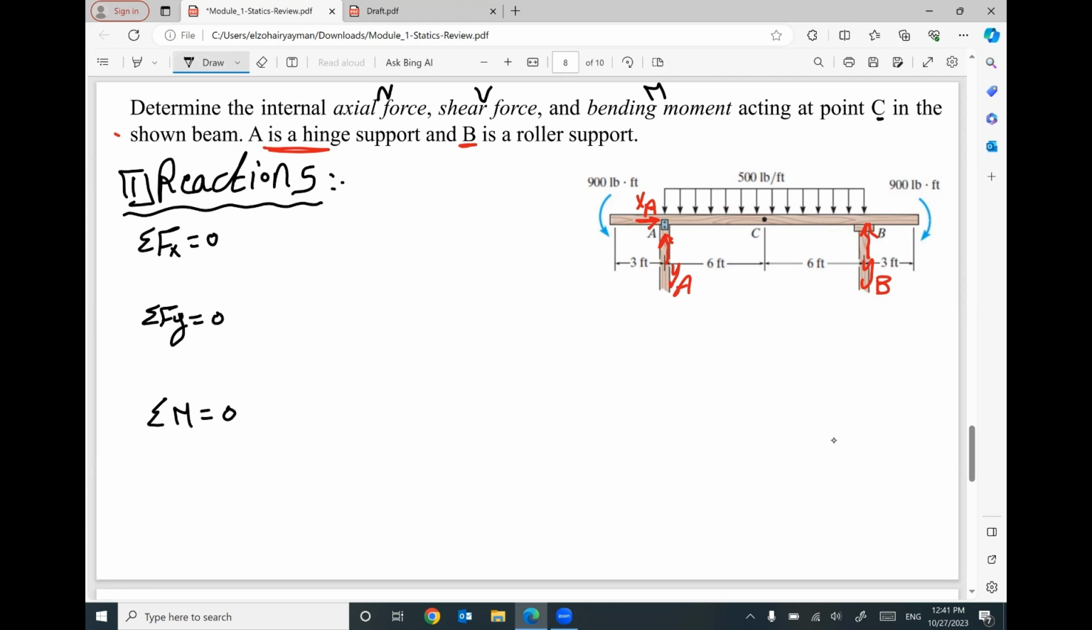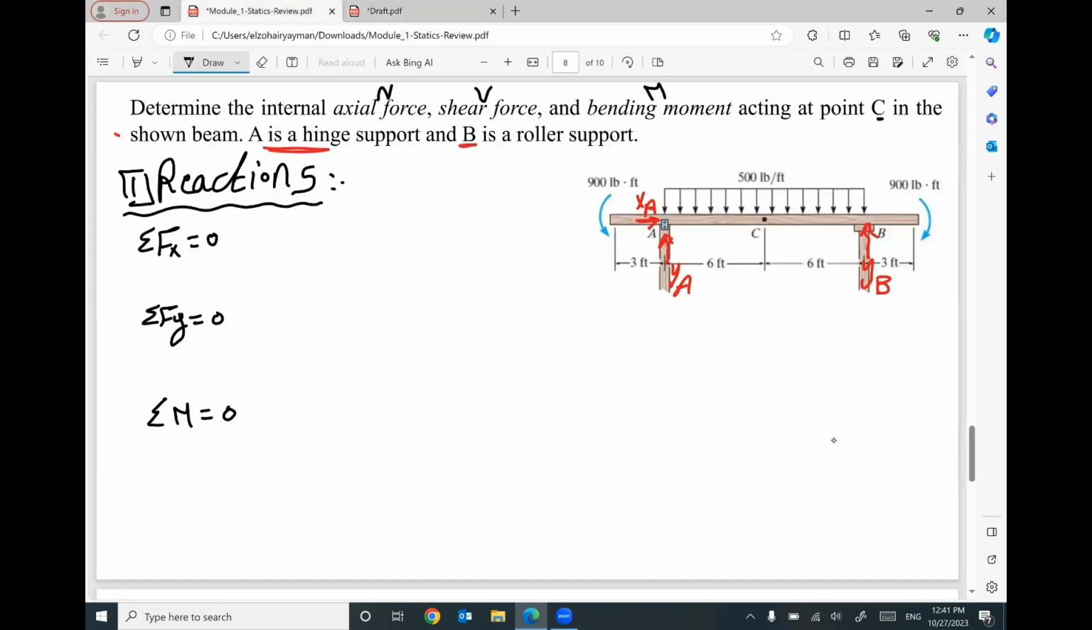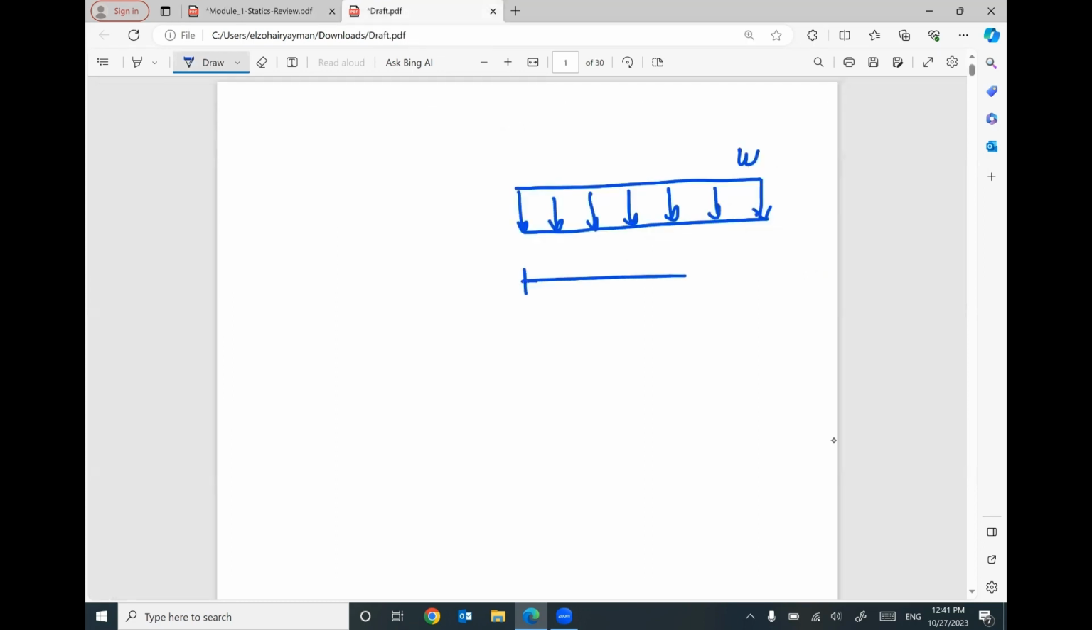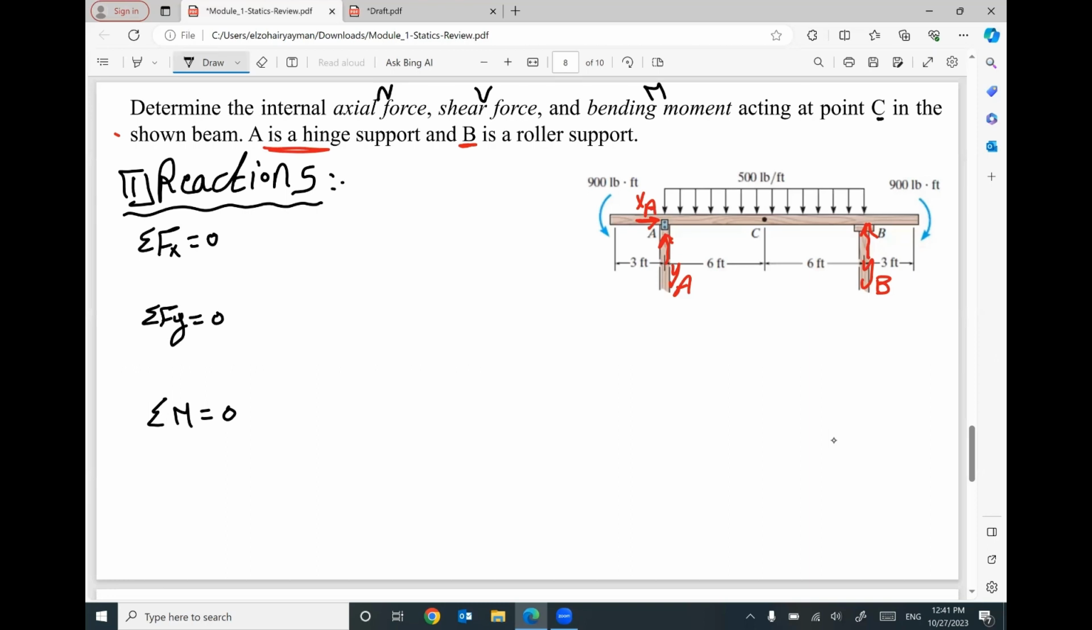But before doing this, I would like to remind you of something very important. Sometimes we are given a uniform distributed load. This uniform distributed load will be given with a value, W. In this case, the value of W equals 500 pounds per foot. And the total length of this uniform distributed load is capital L. In this case, the total length of the distributed load is 12 feet.